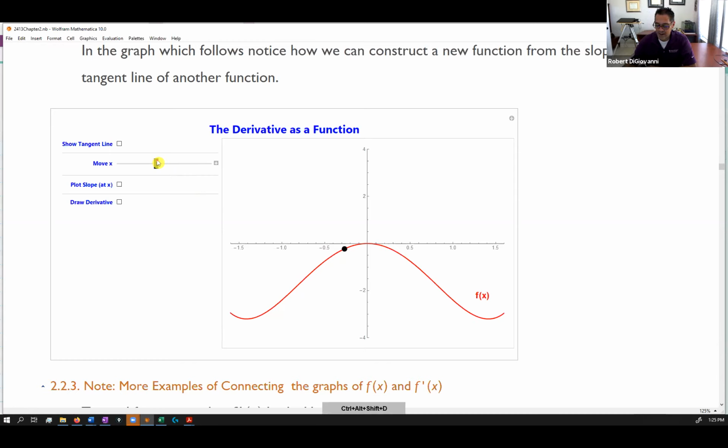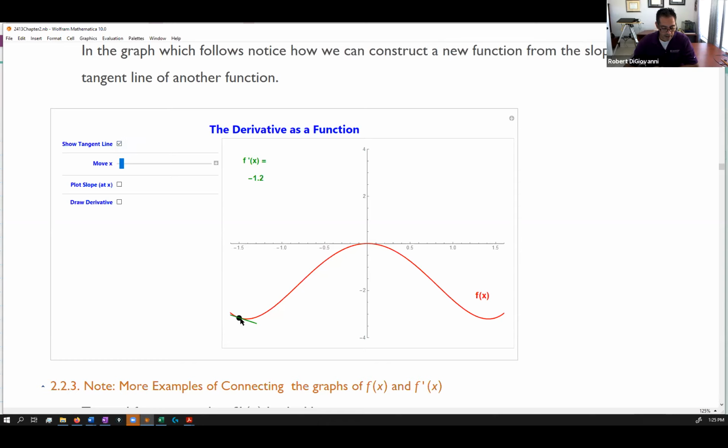Okay, so let me see if I can animate this and make more sense to you. I'm going to move my point over here. I'm going to start it right here. And what I'm going to do is have the computer calculate the derivative for this point. It's going to find the value of the derivative and plot it. Well, let me just put it here. Here we go. Here's the tangent line.